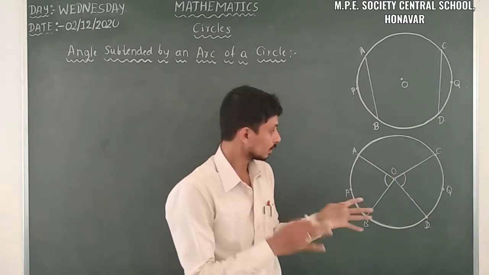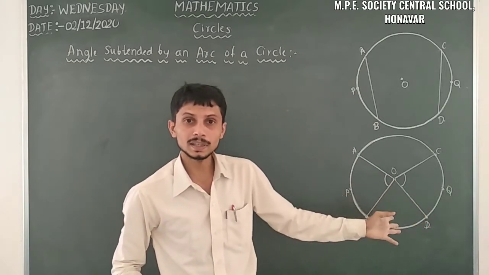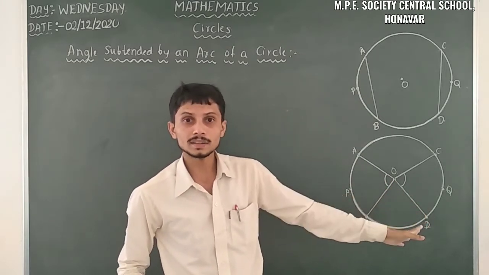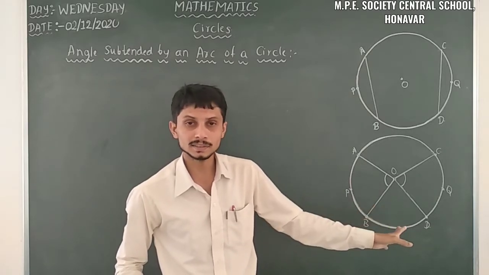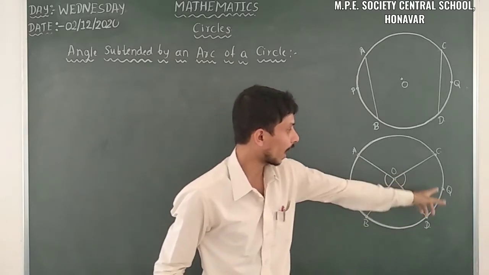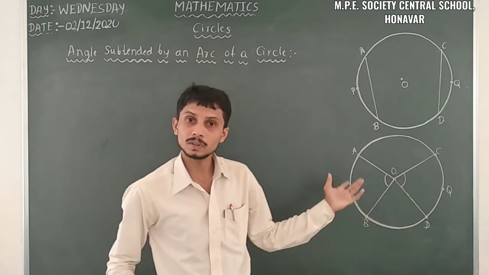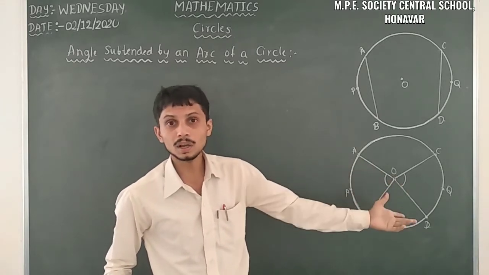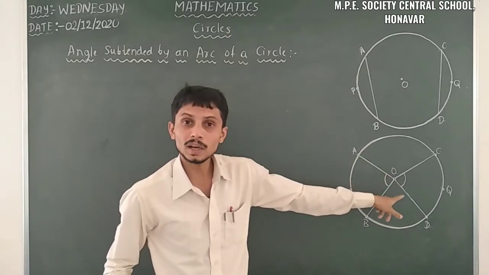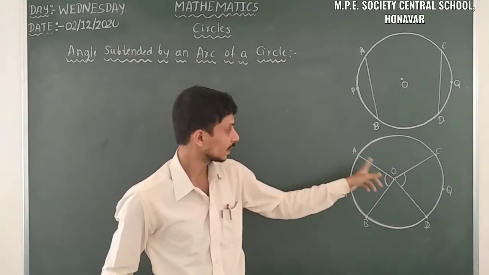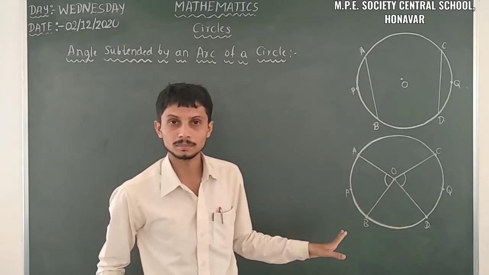That means when these two angles are equal, here the congruent arcs subtend equal angles at the center. That is, these two are equal arcs, APB and CQD. We know those two are equal arcs. Those two equal arcs subtend equal angles at the center. That means here AOB and COD are equal.